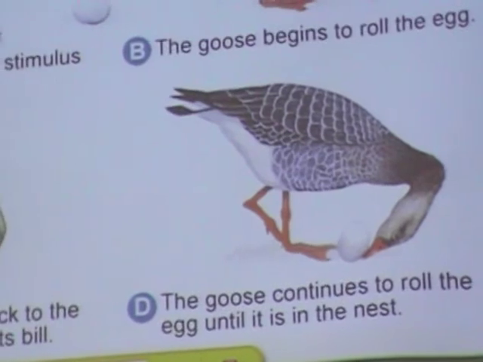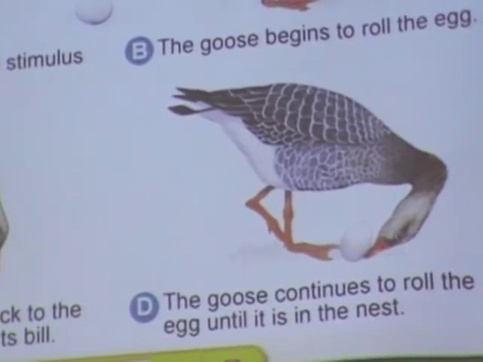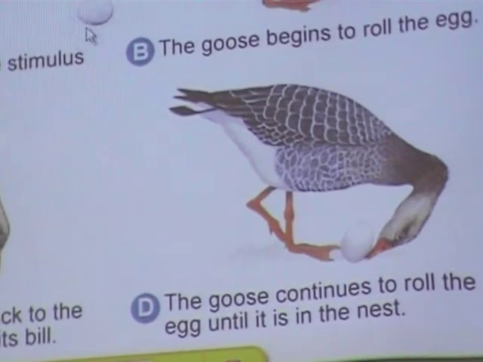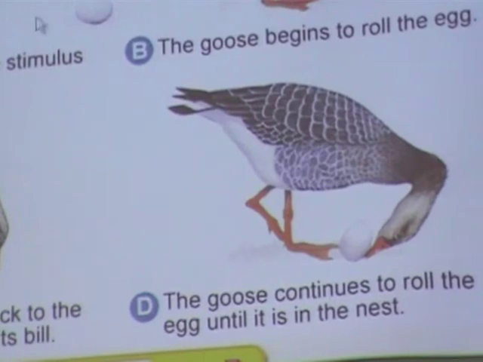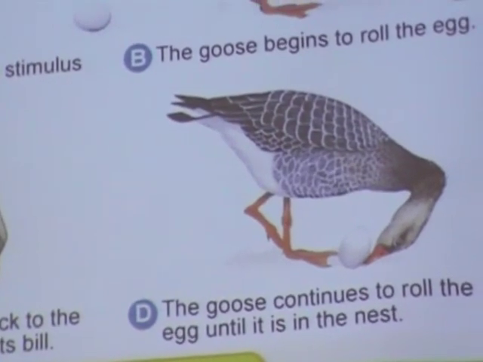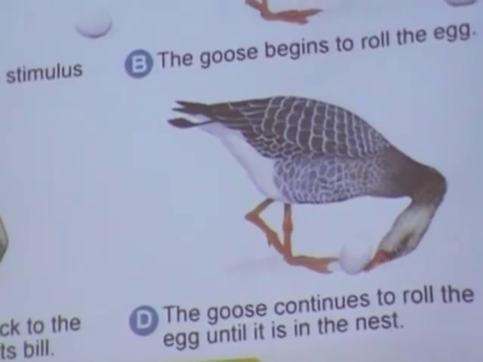If you do experiments with these geese, where instead of an egg it's a ping pong ball that rolls out, they'll do that with the ping pong ball too. They automatically go through that behavior, and they never have to see another goose do it. It's called a fixed action pattern.